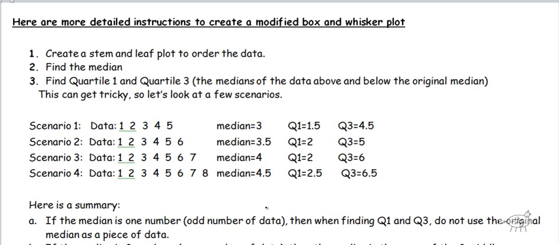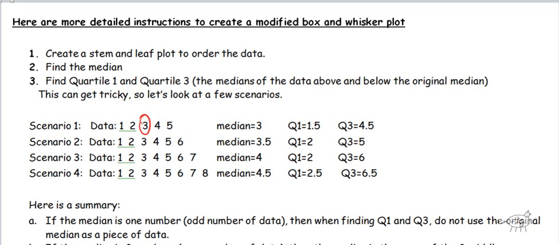Okay? And I even said it can be kind of tricky, so let's take a look at a few scenarios. Okay, so the first scenario is actually the easiest one. Well, I don't want to say it's the easiest one, but the first scenario is, here, do you guys agree that the median for this one, the physical middle, is 3?